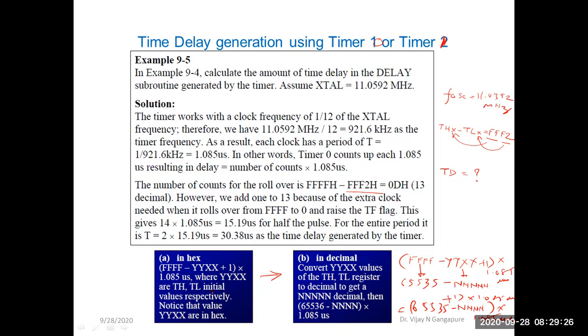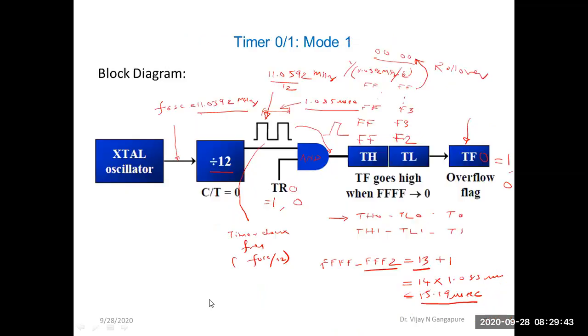where YYXX is the initial value loaded in timer registers TH and TL in hex. Okay, and n is that value in decimal. So this formula is in decimal, this formula is in hex. Okay, in this way we can calculate the time delay that will get generated.